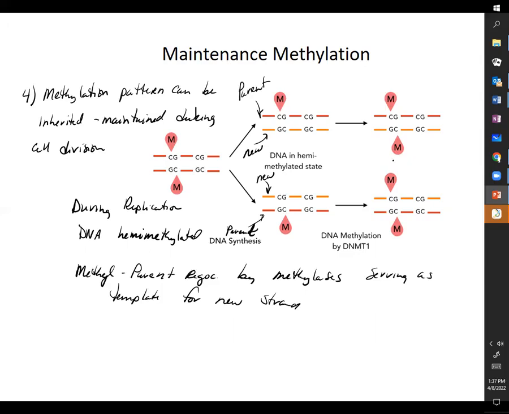So in that way, we can keep the methylation pattern. We call this maintenance methylation. So the methylation pattern is maintained with cell divisions because this parent strand contains information to direct the new methylation of the newly synthesized strand.